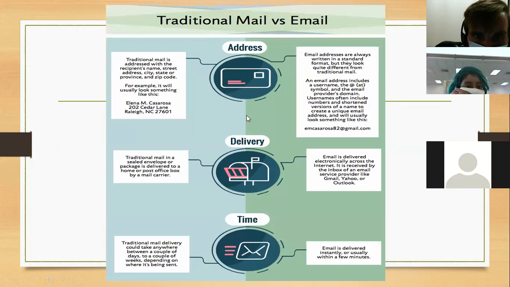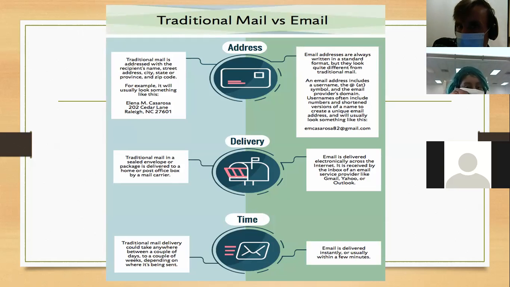This is in relation to traditional mail and email. As you can see, the address listed for traditional mail is addressed, I'm sure you know, with the recipient's name, street address, city, state or province, and zip code. And here's an example below: Elena M. Casarosa, 202 Cedar Lane, Raleigh, North Carolina, 27601. And then over on the opposite side, we have an example of an email.